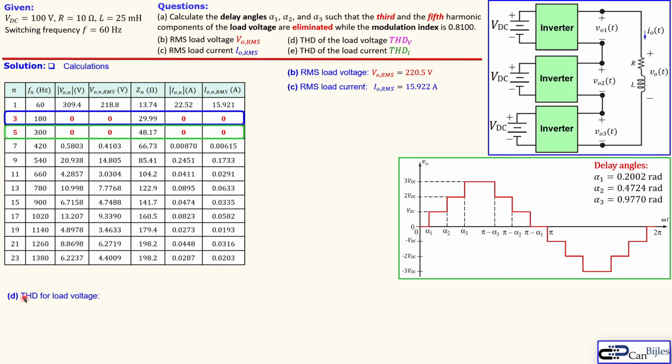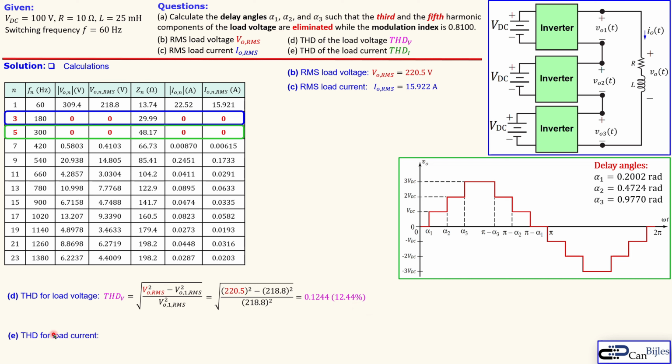Next question is the THD, the total harmonic distortion for a load voltage. Now we have the necessary information in this table, so we can calculate it right away using this formula. We know the load voltage RMS, we know the first harmonic of the load voltage RMS. That's actually shown here, so let's substitute everything and we get here 0.1244 or 12.44%.